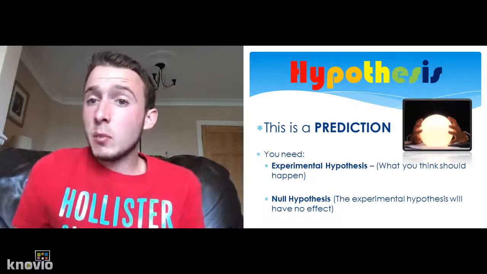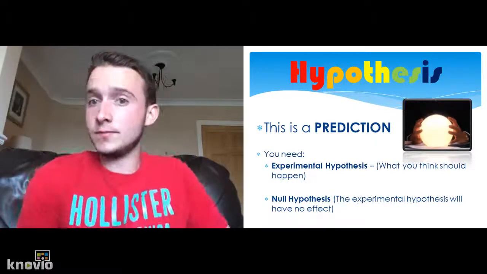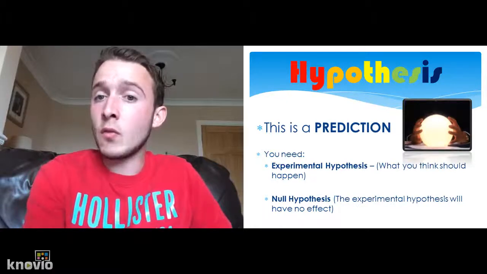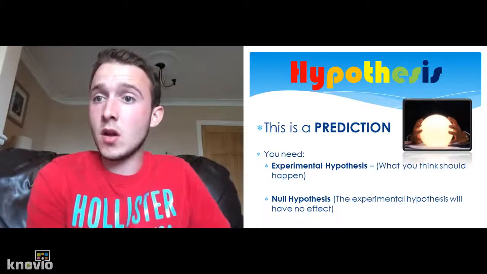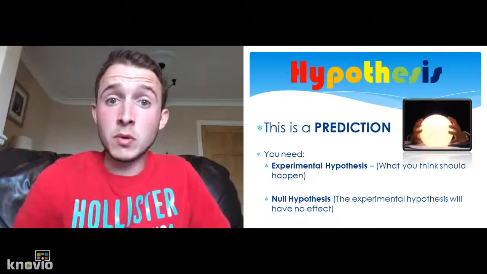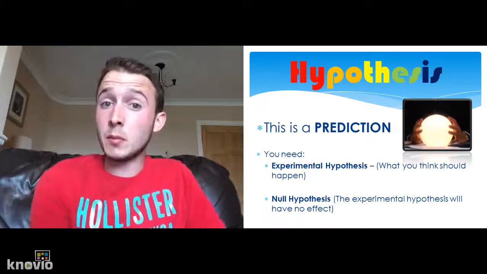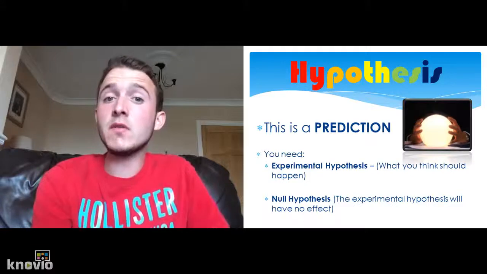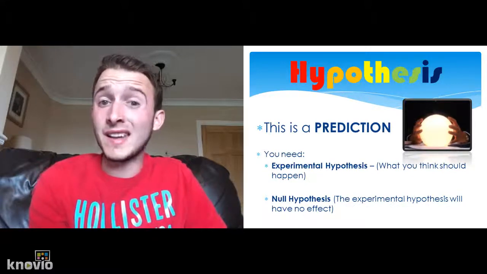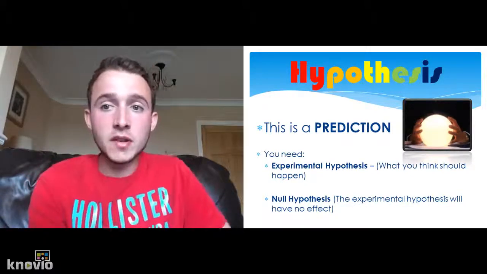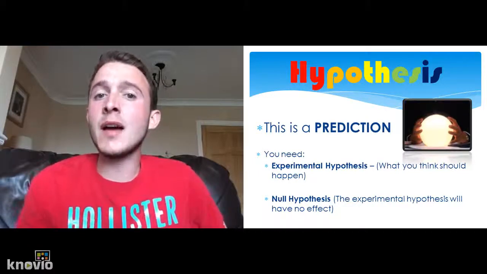So, 2 types of hypotheses, experimental and the null. Every study is going to have 1 null hypothesis. Other studies will be looking at having multiple or just 1 experimental hypothesis. The experimental is something that you think is going to happen or could happen, i.e. it's a prediction. The null hypothesis is stating that it will have no effect.